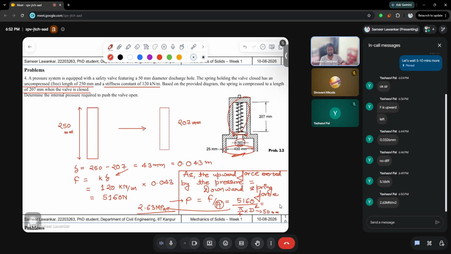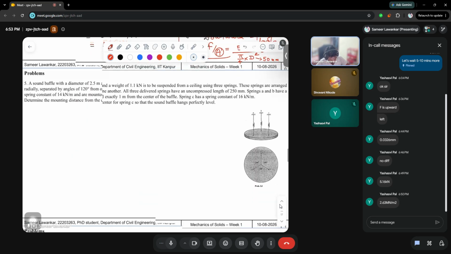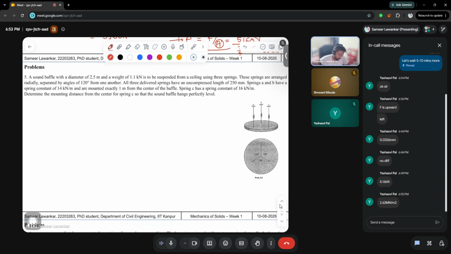Okay, nothing, not even equilibrium equations is being used up here. Fine. Okay, now let's look at one of the compatibility questions.